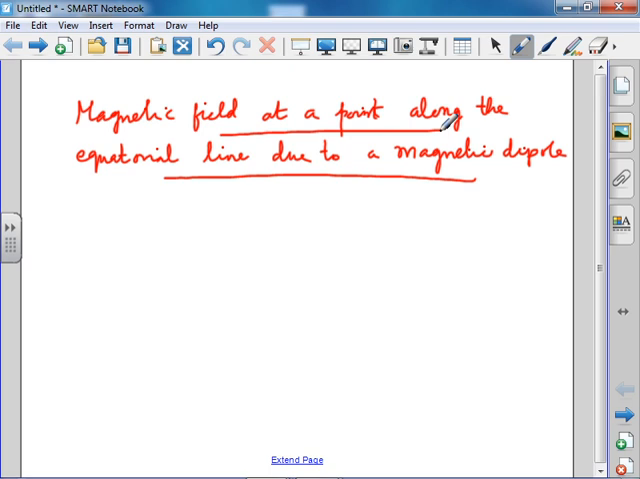Let us consider a bar magnet. Here this is the south pole, and this is the north pole. Why do we take the south pole first? Because the direction of the magnetic dipole moment is always from the south pole to the north pole.